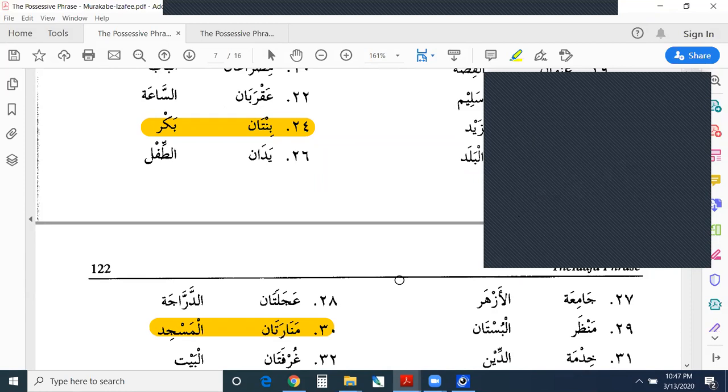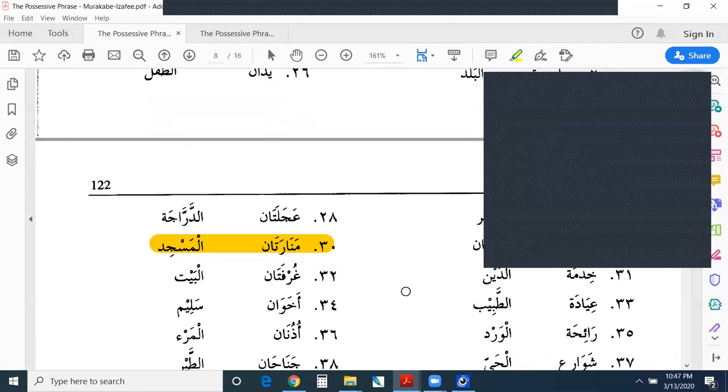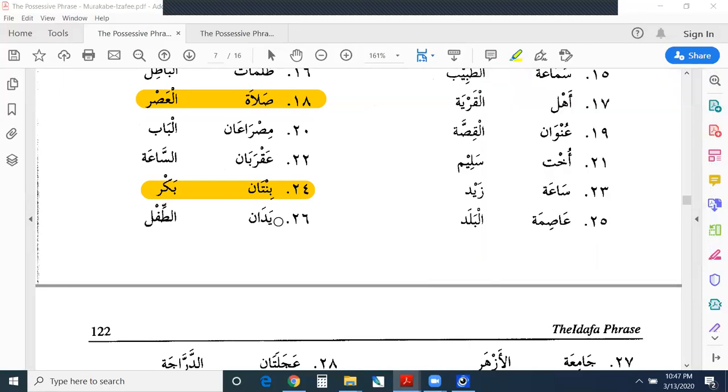Okay, Sister Nusrat, I'm going to ask you one question. Number this one. Yad, because we would drop the noon because it's mudaf ilay. Yes. Yadul tifl. How do you pronounce it? This is a child, right? Yadatatifli. So, what is the meaning of yadatatifli? Yad is the child's hands. Child's hand. Yeah. And there are two, right? So we know those are muthanna, then we drop the noon. Very good job.